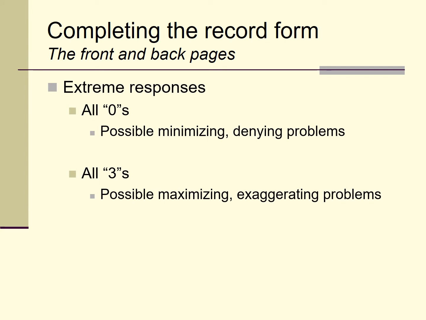You should also look for extreme responses. For instance, if someone selected all the lowest possible responses for every item, they put 0 for everything, it could possibly be that they're minimizing or denying problems. I mean, they may be being entirely honest, but it's also possible they're minimizing. If someone answered all 3s, or basically the highest possible response for each of the items, they could be maximizing or exaggerating problems that they're having. Again, it's not entirely clear. They could be being very honest, but you certainly want to consider the possibility of problematic responding in those types of cases.